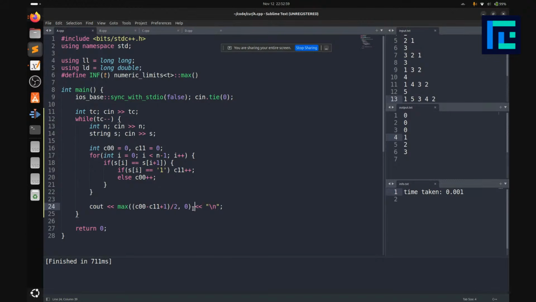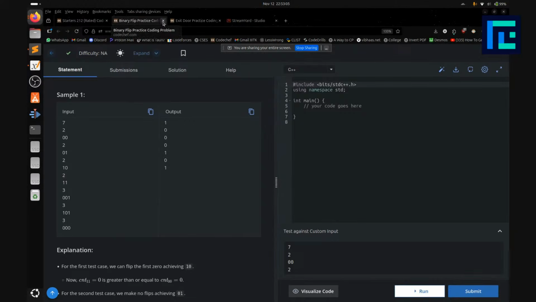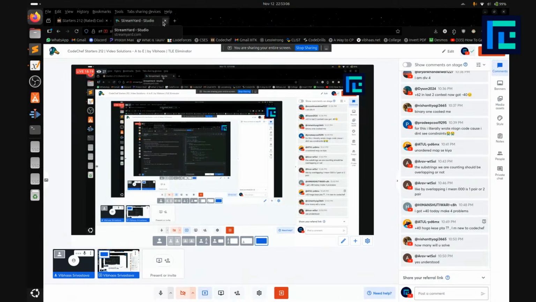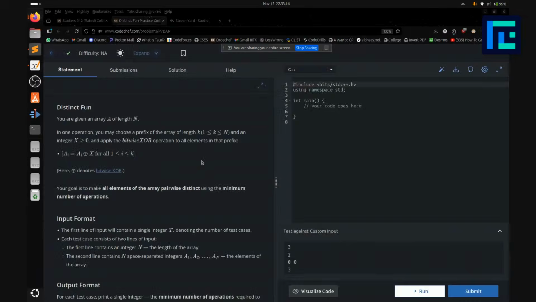Okay. So I'm assuming this is clear. Should we move on to the next question? Problem 3. Okay, so moving on to problem 3, distinct func.